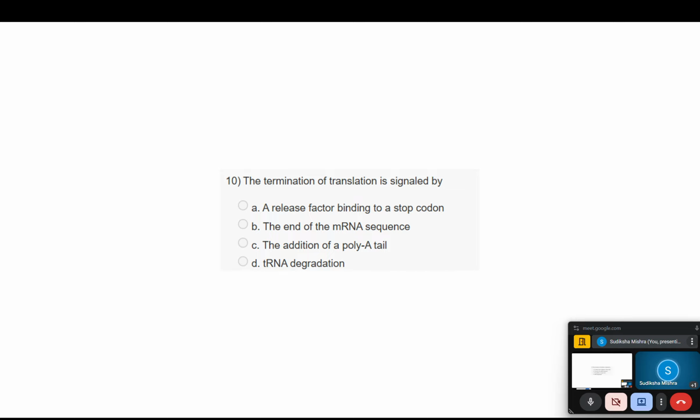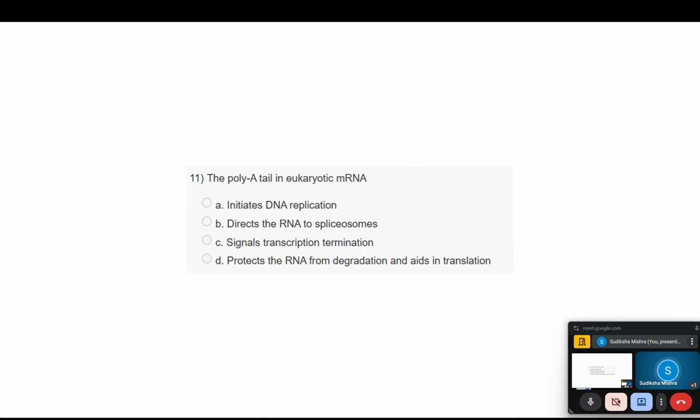Termination of translation is signaled by a release factor binding to stop codon, end of mRNA sequence, addition of a poly-A tail, tRNA degradation. The answer is a release factor binding to a stop codon. Poly-A tail in eukaryotic mRNA initiates DNA replication, directs the RNA to spliceosomes, signals transcription termination, protects RNA from degradation, and aids in translation. The answer is protects RNA from degradation and aids in translation.